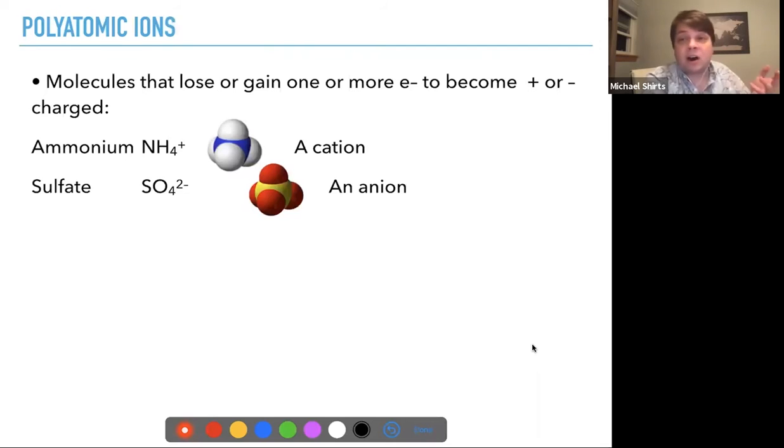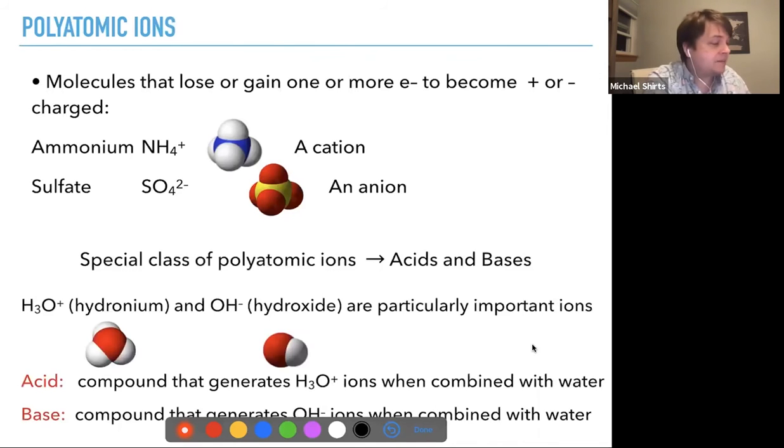Okay, there are ions that are polyatomic. For example, ammonium is NH4, a central N and 4 H's around it, but it has one less electron than it should. So that's the ammonium ion. The sulfate ion is more complex. You have a sulfur in the middle and 4 oxygens around. It turns out, and we'll learn how to figure this out later, it has an extra two electrons than you'd get just from adding up the electrons of the elements. So that's the sulfate ion.